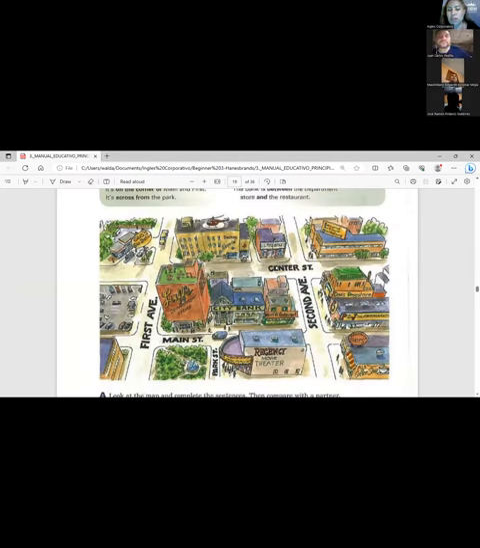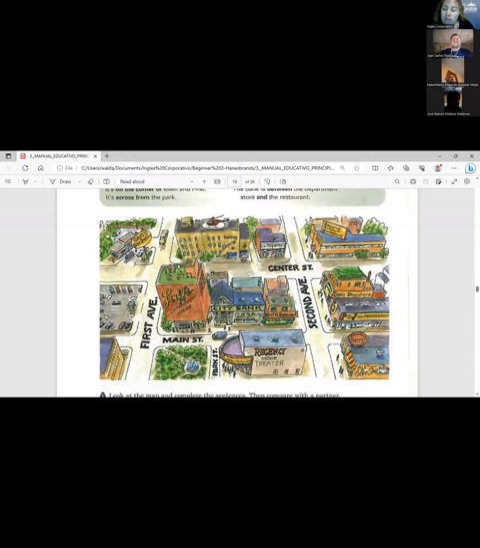So it's a mini town, right? Because if you notice, it doesn't have many streets. Here we have First Avenue, Second Avenue, and then we have Center Street, Main Street, and then Park Street, and that's it. Only five streets, basically five roads. What can you see in this city?